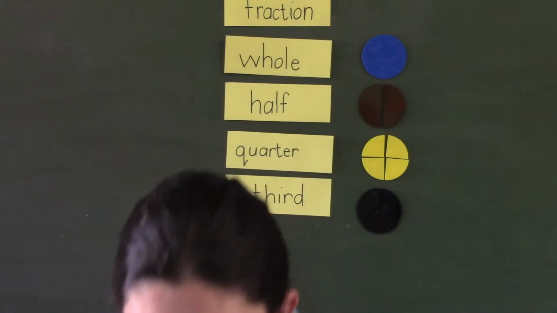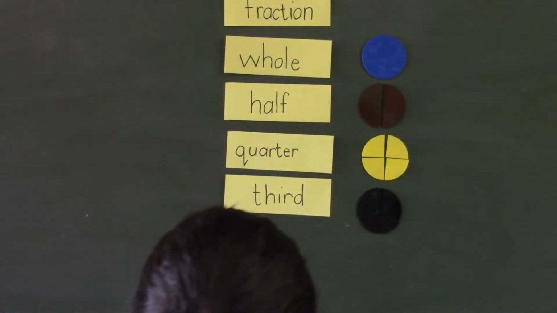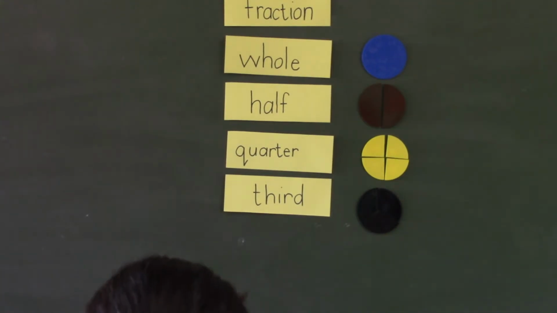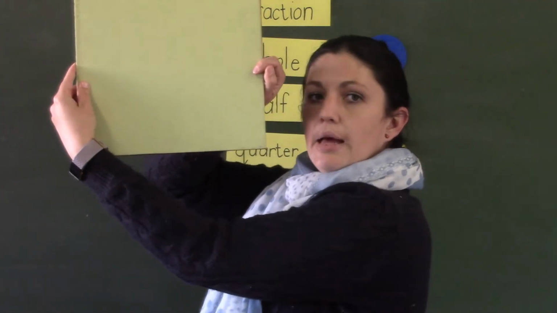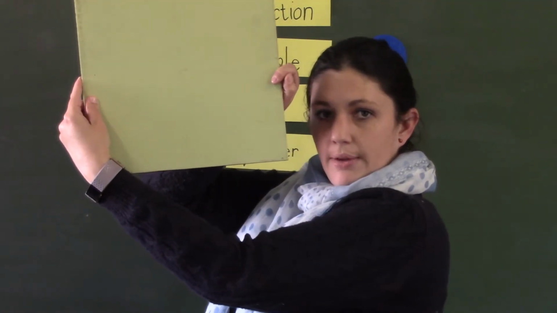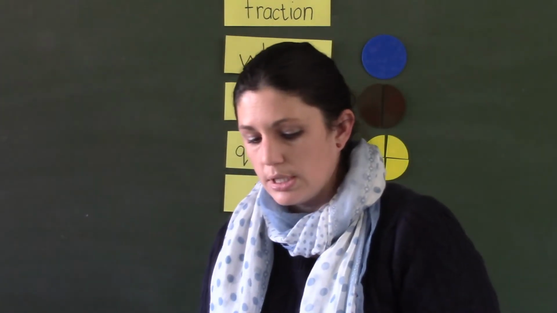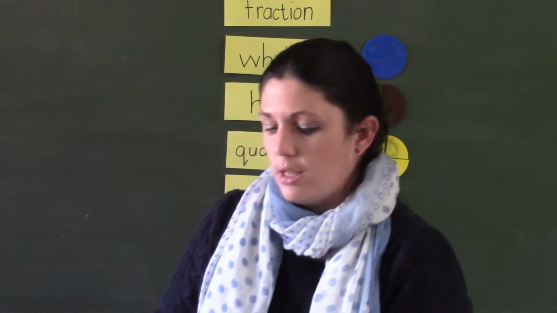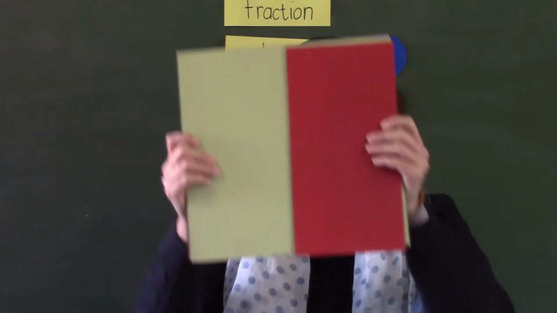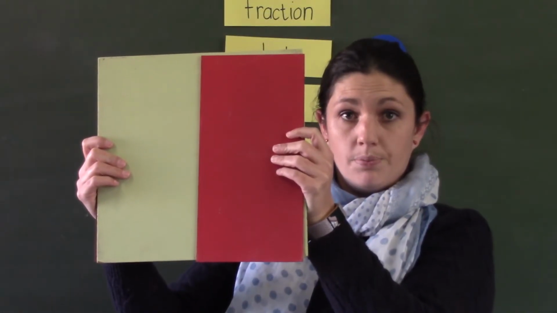And a better way of doing it might be to show you like this. 2 halves is the same as 1 whole. Okay? But you can also see here that 1/2 is smaller than 1 whole.